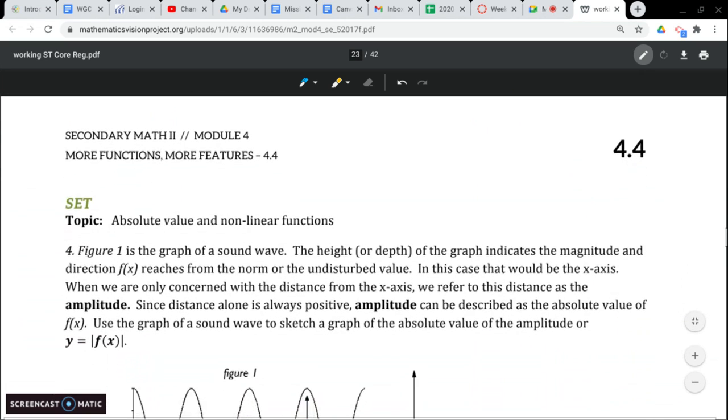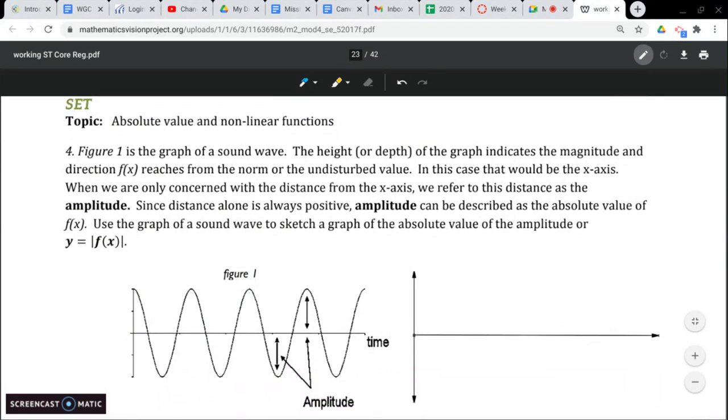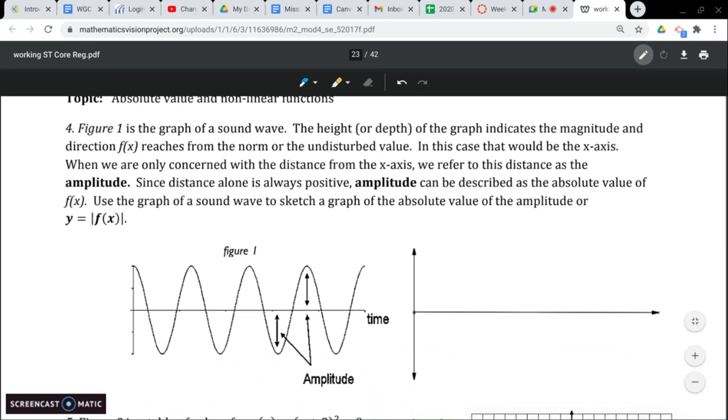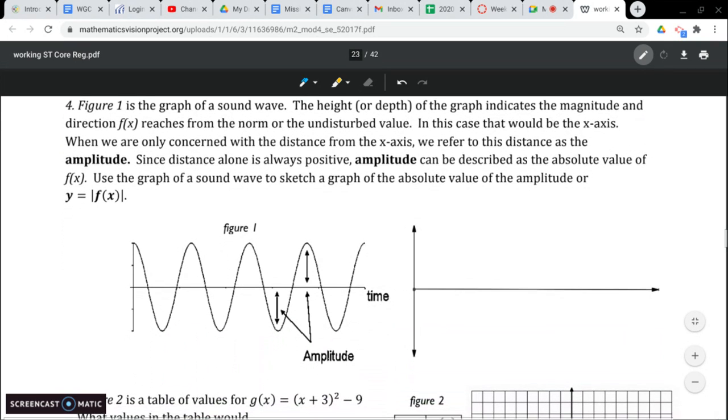All right, our next section, absolute and nonlinear functions. Figure 1 is the graph of a sound wave. The height or depth of the graph indicates the magnitude and direction f of x reaches from the norm or the undisturbed value. In this case, that would be the x-axis. When we are only concerned with the distance from the x-axis, we refer to this distance as the amplitude. Since distance alone is always positive, amplitude can be described as the absolute value of f of x.